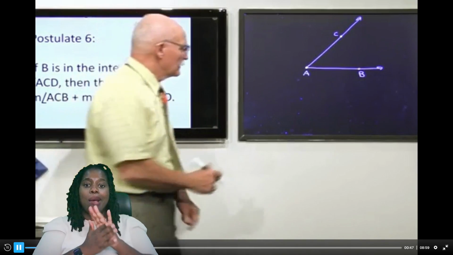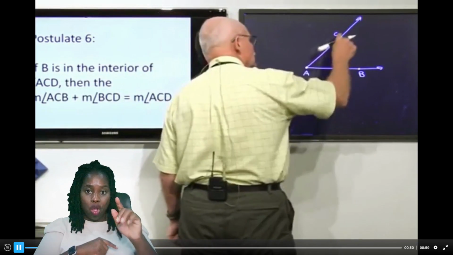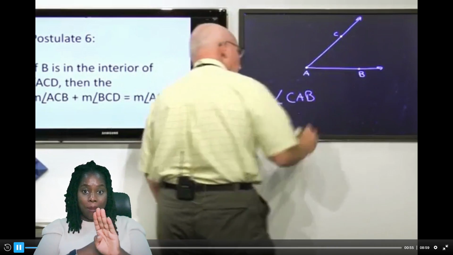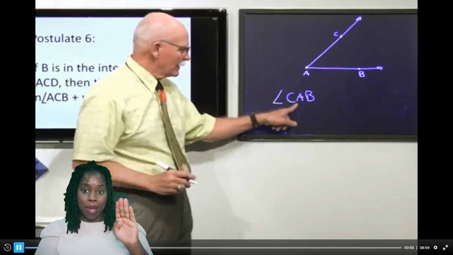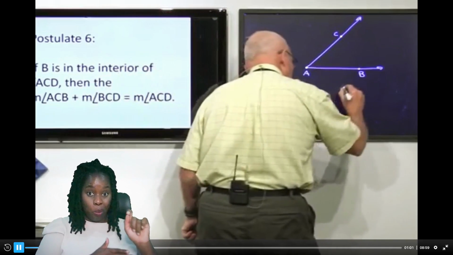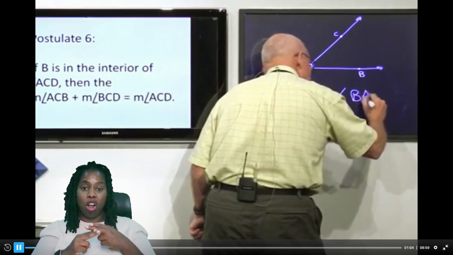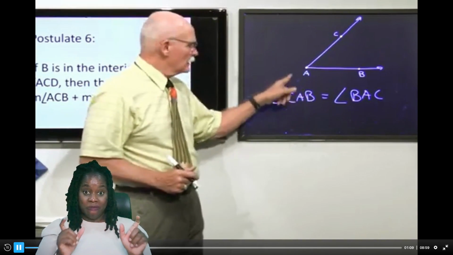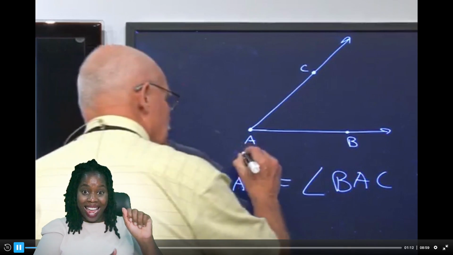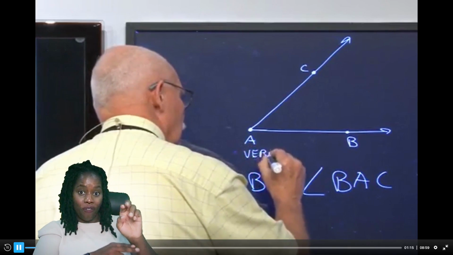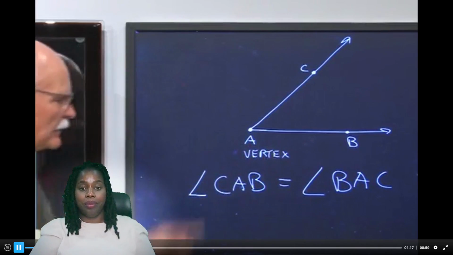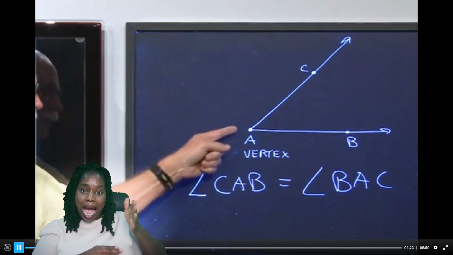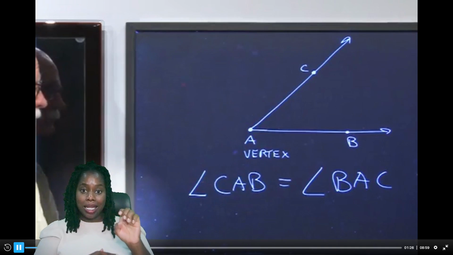Okay? And this is called angle CAB. Now when you write down the angle, you want to make sure that you get that middle point in the middle. You could also call it angle BAC, but notice in both of these I have this point in the middle. This point is called the vertex of the angle. And these two rays are called the sides of the angle. So every angle has one vertex and two sides.